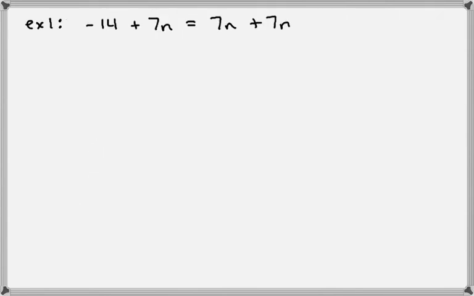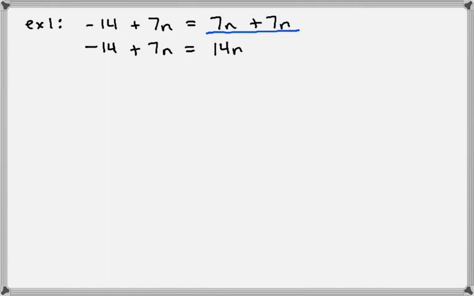In this first example, we have negative 14 plus 7n equals 7n plus 7n. Step 1 told us we need to combine like terms, so we need to look and see if we have any like terms. In this case, we do over here on the right side of the equal sign. 7n plus 7n can combine together because they are like terms. On the left, I did not touch any part of that, so I'm just going to copy it down. 7n plus 7n is equal to 14n.